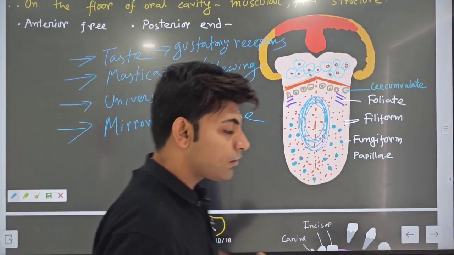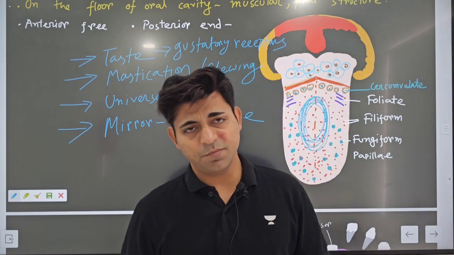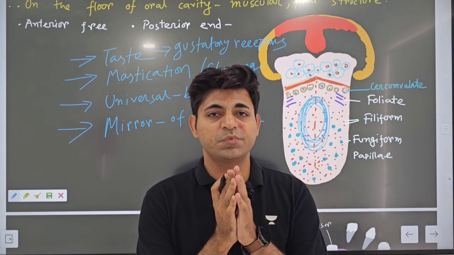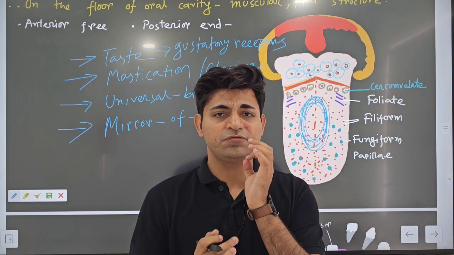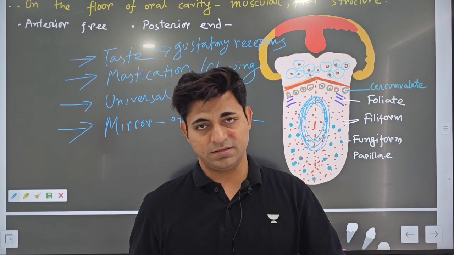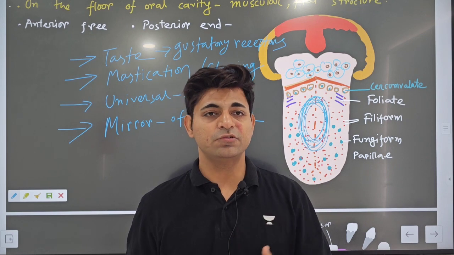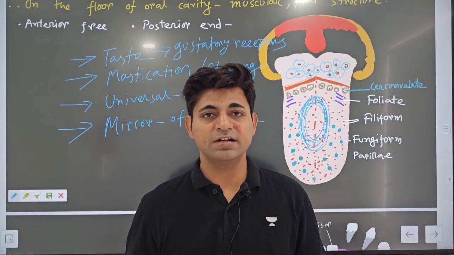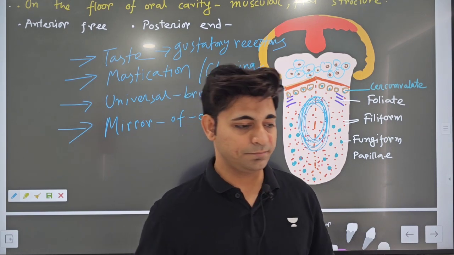And two minor things about the tongue. The tongue can also produce a very little amount of fat-digesting enzyme, lipase, that is called lingual lipase. The tongue has two glands, Ebner's gland and Nuhn's gland.